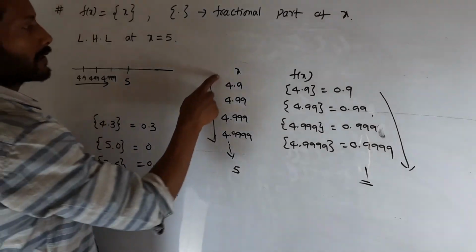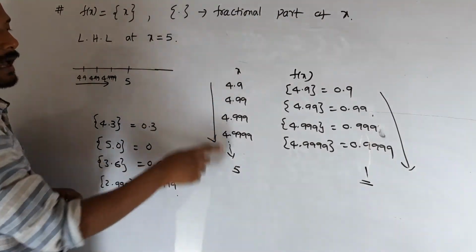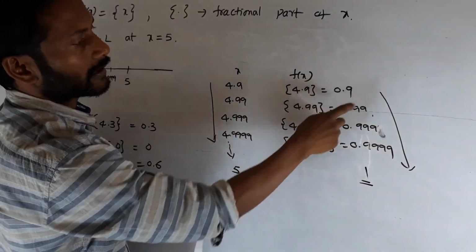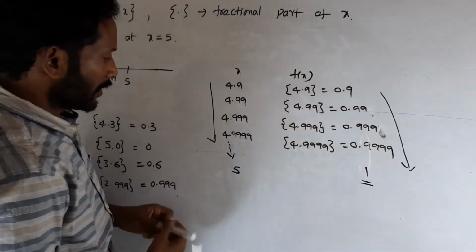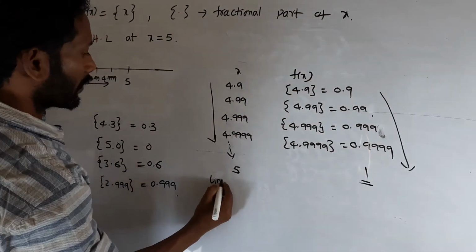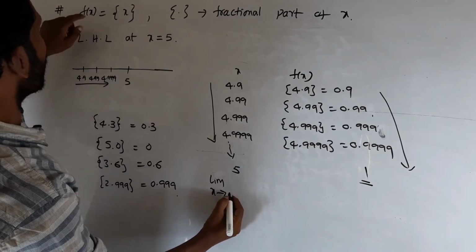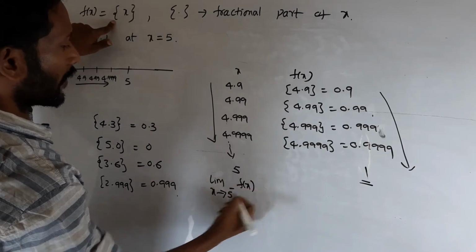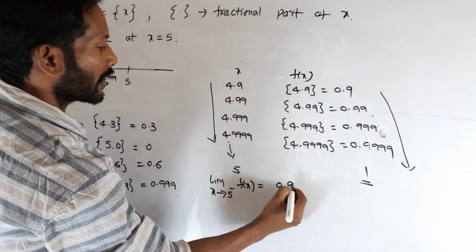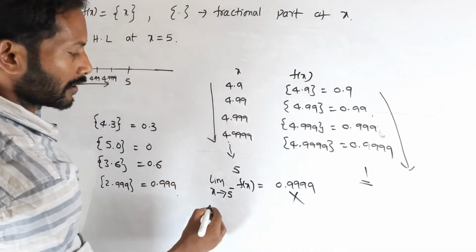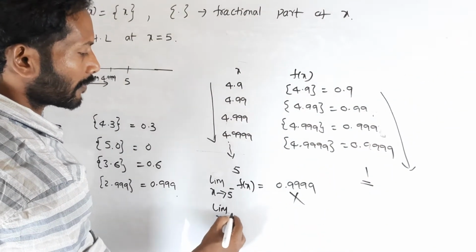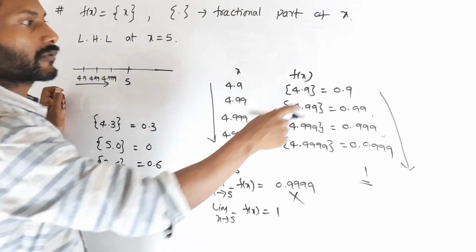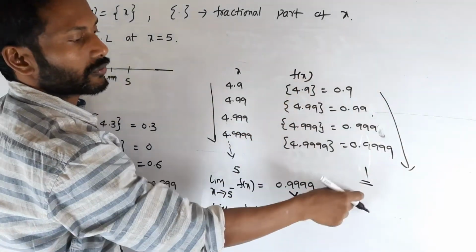Okay. X approaches 5. As x approaches 5, f of x approaches 0.9, 0.99, 0.999. So limit as x tends to 5 minus of f of x is 1. If you write 0.9999 the answer will be wrong. Now limit x tends to 5 minus f of x is 1. This one is nearly 1, closer to 1. So answer is 1.